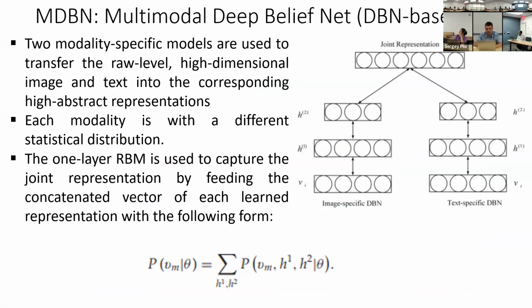So this is the MDBN, which is called Multimodal Deep Belief Net. In this method, two modality-specific models are used to transfer the raw, high-dimensional image and text into the corresponding high abstract representation, where each modality has a defined statistical distribution. And then finally, they use a one-layer RBM to capture the joint representation by feeding the concatenated vector of each learned representation in the following form.